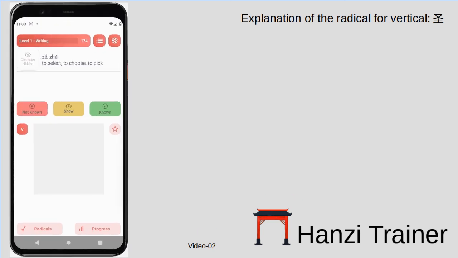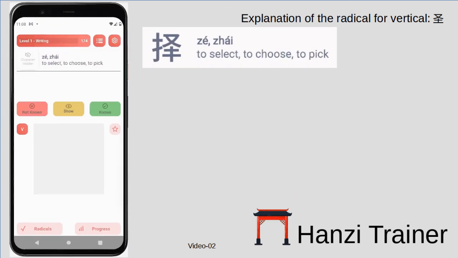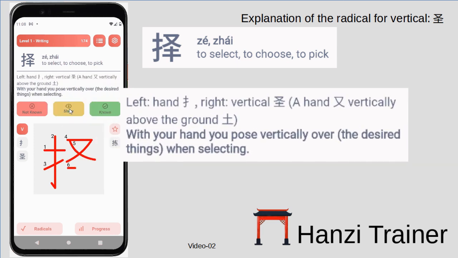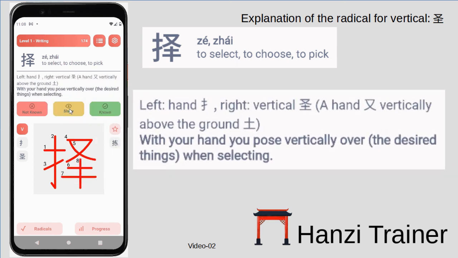I am now asked for the character for to select, to choose or to pick with the pronunciation 择、摘、 Here in the bottom we have a drawing area where I can draw the character with my finger, and if I do a wrong stroke, the app tells me how to do it correctly. Or I can press the yellow button to get it shown. Then, here in the middle, an explanation field pops up, which gives me information about the components of this character and offers me a memory phrase.